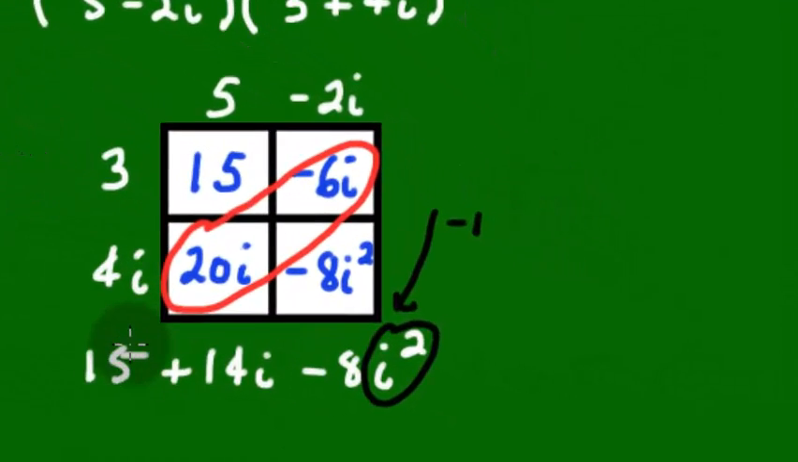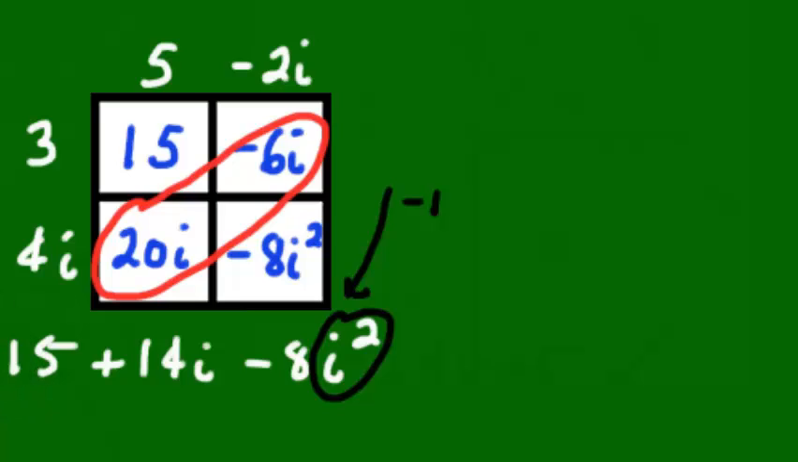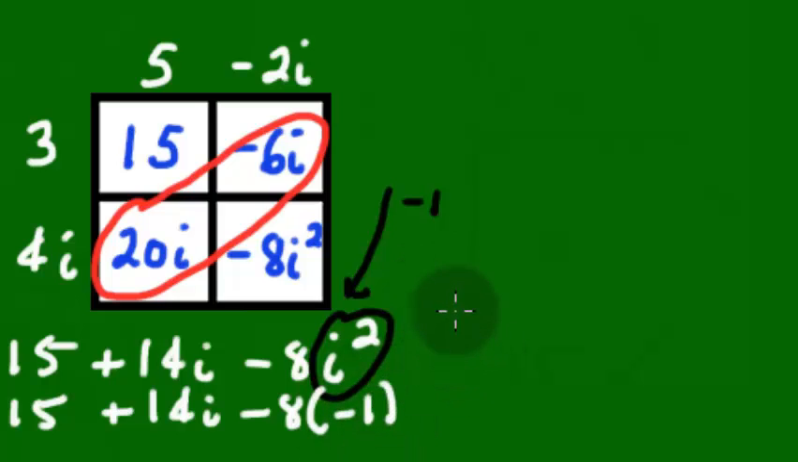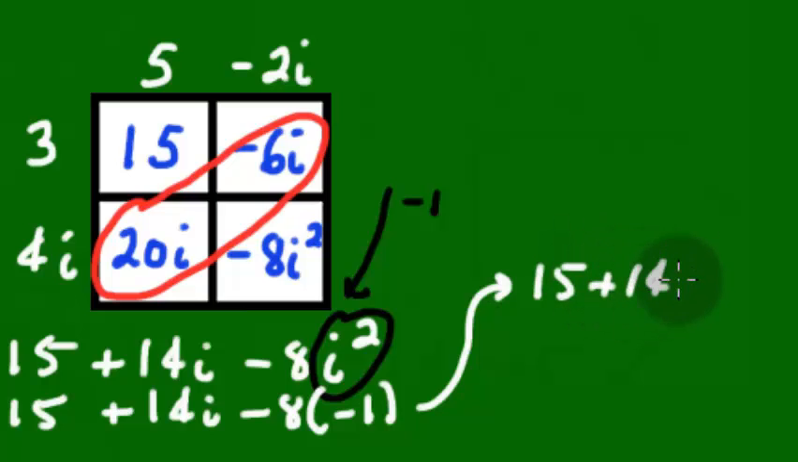So it turns out that I'm going to have the 15. I still have the 14i. But really, remember that i squared is -1. So you can see that I'm going to have a -8 times a -1, and that's going to give us a +8. I'm going to move this up here. So I'm going to get 15 plus 14i plus 8.